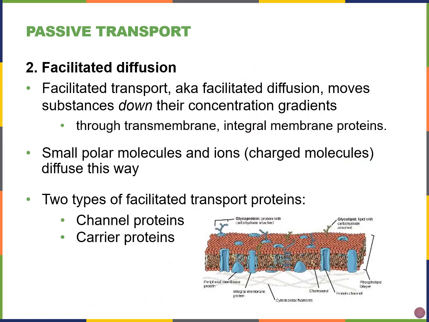The second type of passive transport is facilitated diffusion, or facilitated transport. This is still a type of passive transport, because we're still moving substances or molecules down their concentration gradient, going from high to low concentration. The only difference between facilitated diffusion and simple diffusion is that this time we require proteins to transport the substance, and these are going to be transmembrane integral membrane proteins.